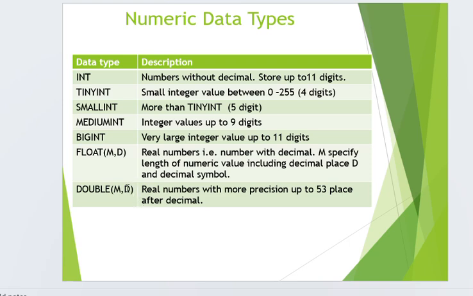So if you want to do some calculation, scientific calculation, where the number of digits after the decimal point matters a lot, you should go with double. Otherwise you can do it using float also. I think these are clear. Once I show you how to create a table, it will be more clear to you.